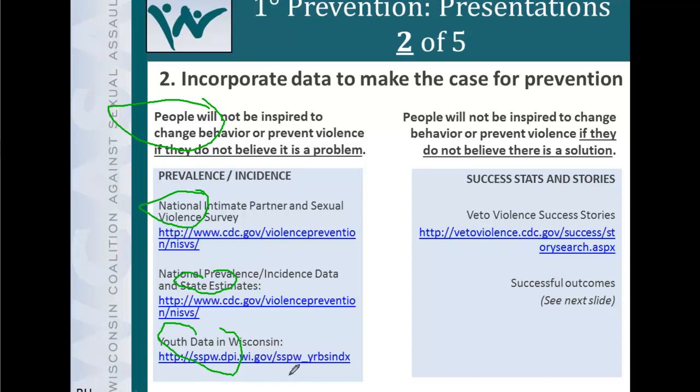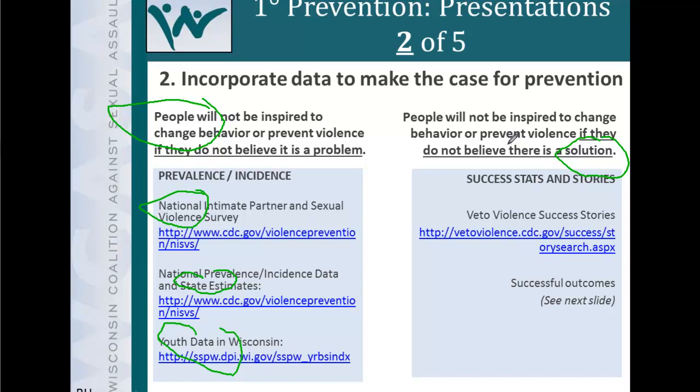Then number 2 is using data to make the case that there's a solution. So the idea that even if people think there's a problem, I've talked to folks who say, gosh, it's really sad that sexual assault happens, but can we really prevent it? Are we really going to be able to do anything? Or maybe we can make it a little better, but we're never going to completely end violence.